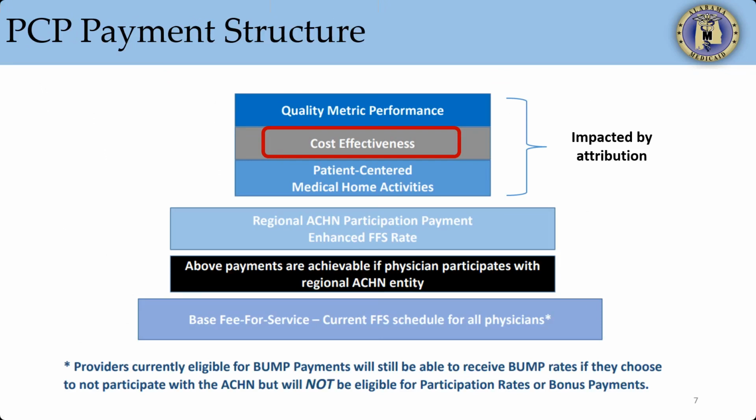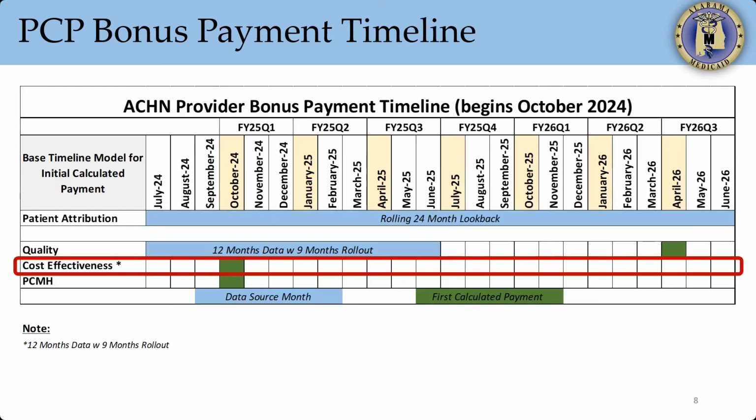Another review of the PCP payment structure under the ACHN can be seen on the screen now. As a reminder, the payment structure includes an enhanced fee-for-service rate and a quarterly bonus pool. The bonus pool consists of bonuses for quality measures, PCMH recognition, and cost effectiveness, which is the subject of today's webinar. And as you can see, that bonus pool is impacted by attribution.